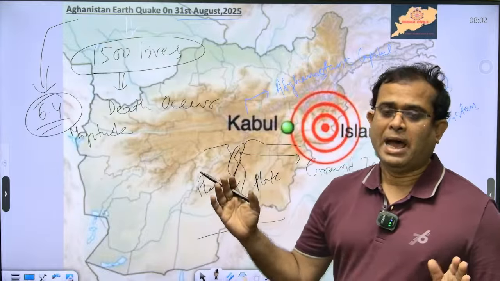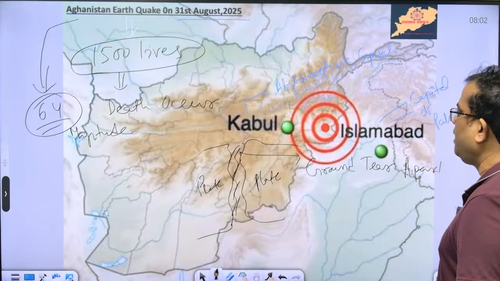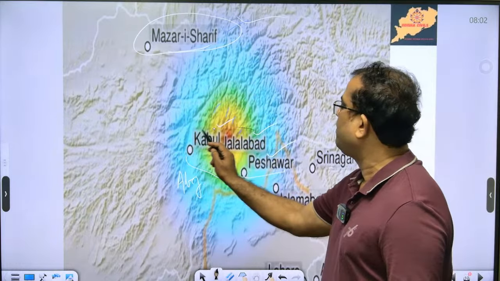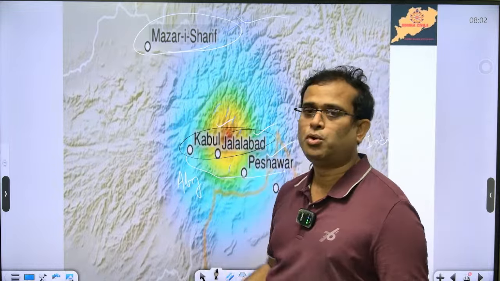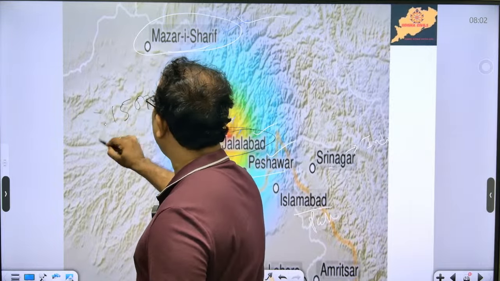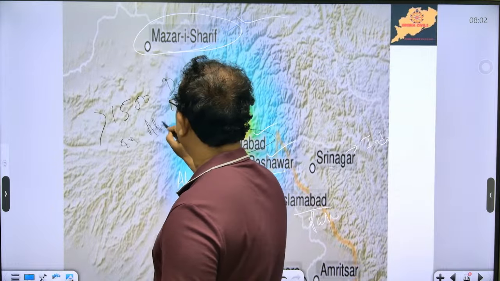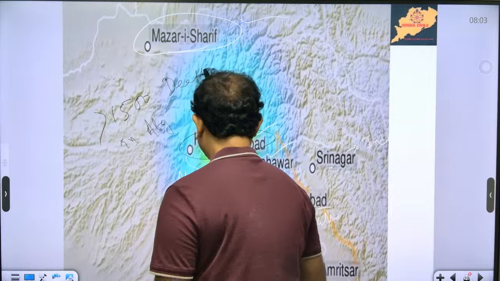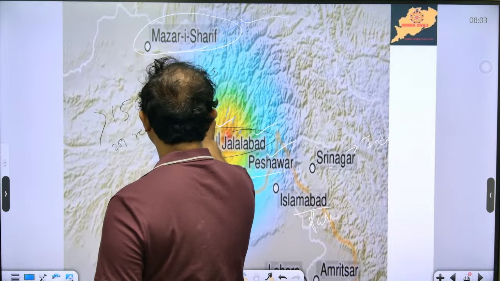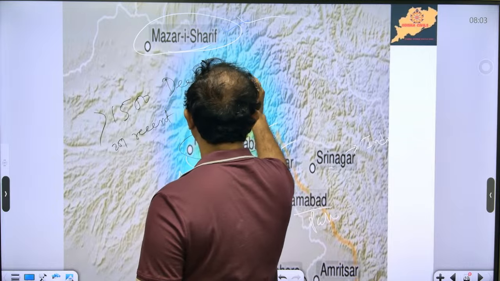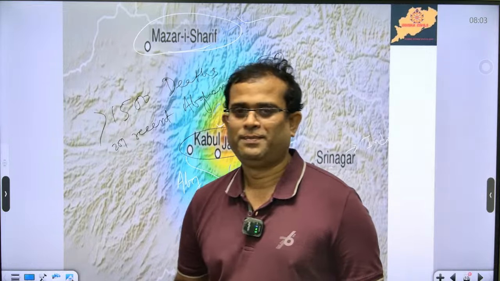And where it happened in Afghanistan, around Kabul and Jalalabad, it is a very densely populated area, and that is why there was loss of life. More than 1,500 deaths happened in the recent Afghanistan earthquake. This also happened, that is how it happens. Okay. Thank you, Rolex.